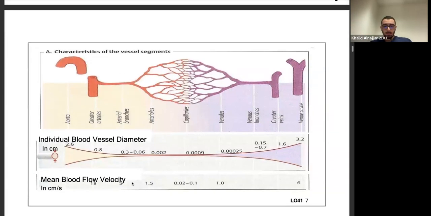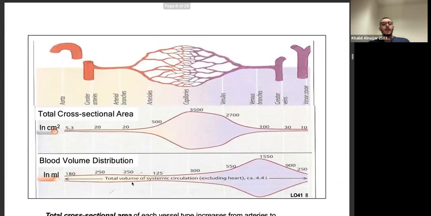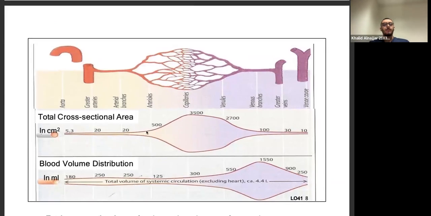When you look at the velocity, or let me explain something before the velocity. I'll come back to the velocity. Okay. Look at the total cross-sectional area. This is very interesting. You have the aorta here, and then the great vessels here, like the internal carotid, the femoral, the brachial arteries. Those are all great vessels, great arteries, sorry. They have wider diameter than the capillaries and the arterioles and the venules, as I explained before.